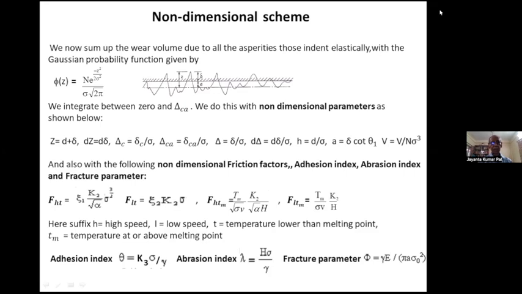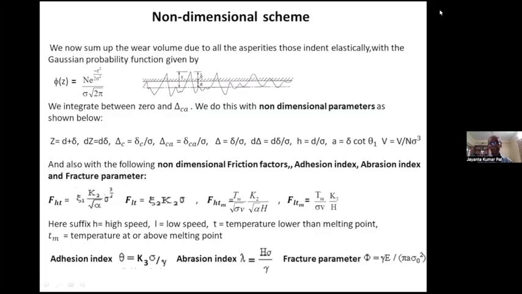And before we go ahead, it is important to remember that if adhesion index is larger than 3.2 in our case, the roughness effect or abrasion would dominate. Similarly, for abrasion index, if lambda exceeds 2, then roughness effect or the abrasion effect would dominate.